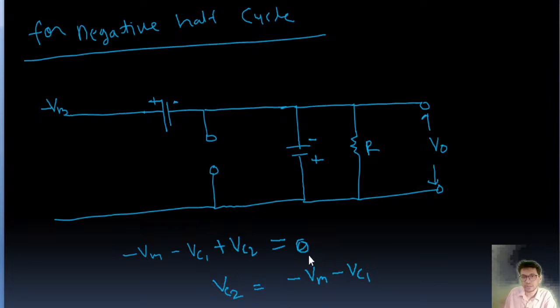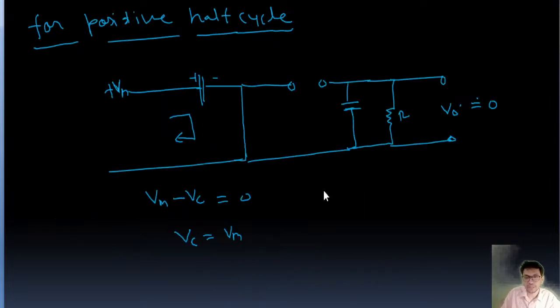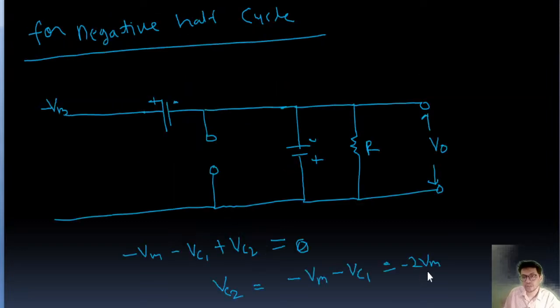Minus Vm minus Vcm. Okay, so next, this one we have the Vc1 value we have already got, that is Vm. So minus 2 Vm. This is the value because Vc1 is Vm minus, minus Vm we have got Vm, right? So this is the value. So Vc2 we have got this value. This means this is Vc2.